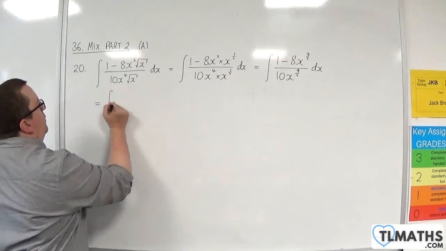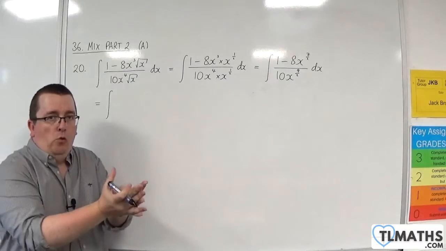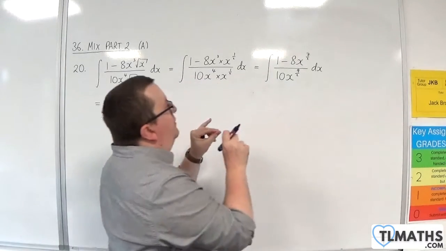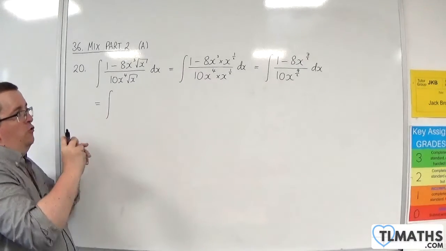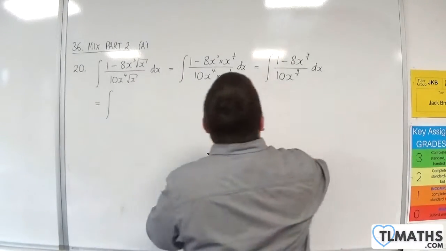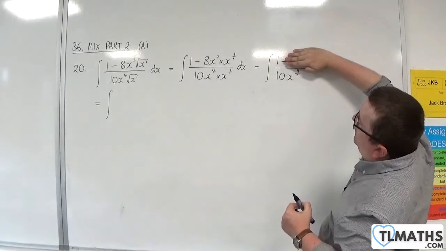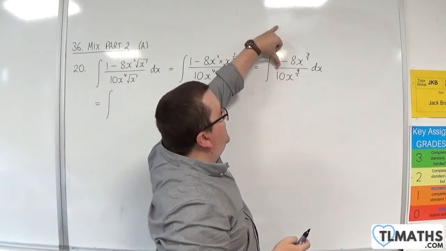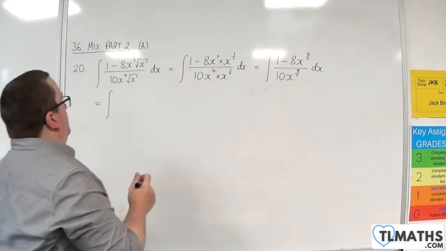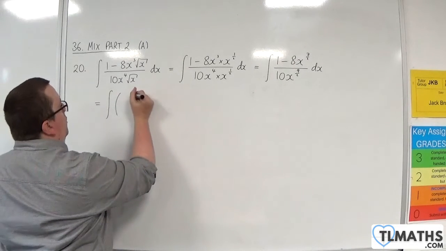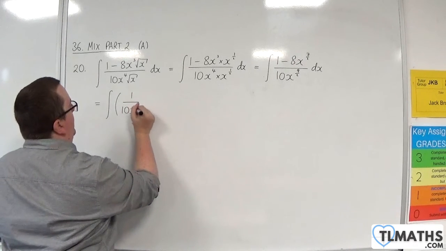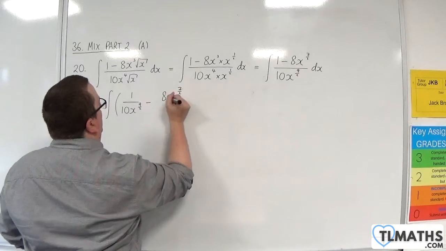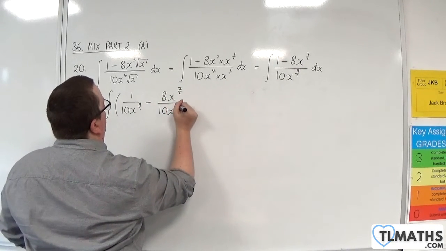Now, because you've got that single term in the denominator, that's why you're able to just split it up into 2 terms here. 2 nice to integrate terms. Because we've got 1 over 10x to the 9 halves, take away 8x to the 7 halves over 10x to the 9 halves. So I'll do it in this stage.